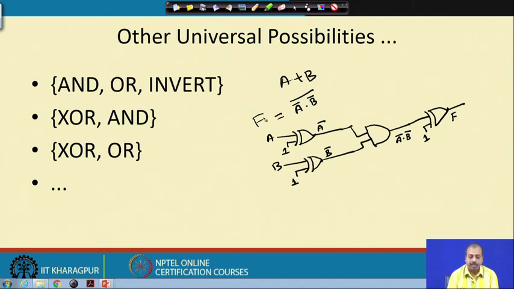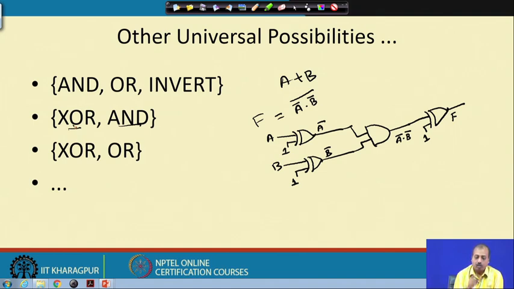So, this way, if I am given an infinite supply of XOR gates and AND gates, I can realize the OR function also. I have shown you the realization of OR, AND is already there in the set, and from XOR I can get the inverter also. So, AND, OR and invert, all the three basic gates can be obtained from this set, XOR AND. So, naturally XOR AND is a universal set.